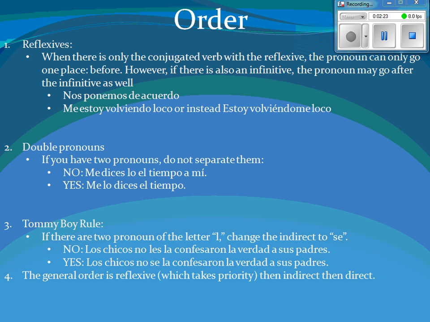When you have two pronouns, never separate them with the verb. For example, you will not say me dices lo el tiempo a mí, but instead you would correct it using me lo dices el tiempo.